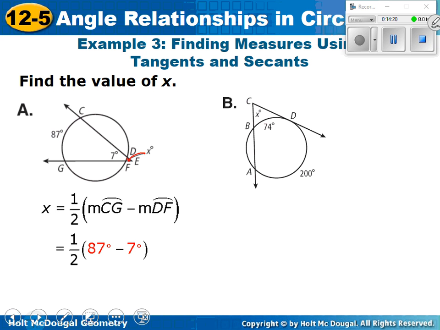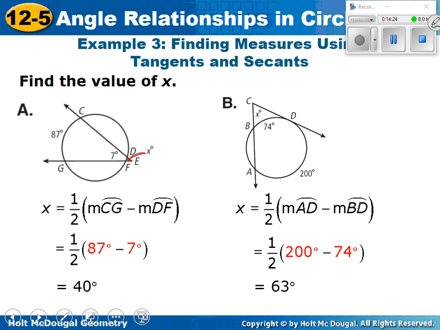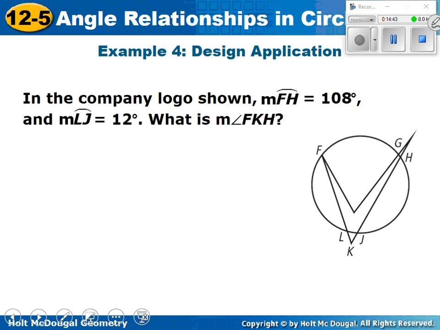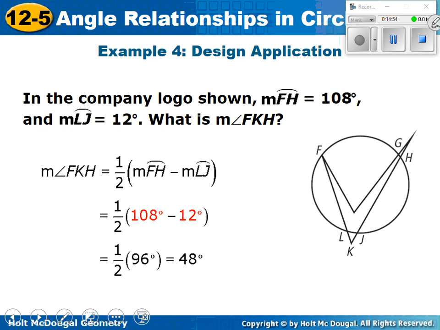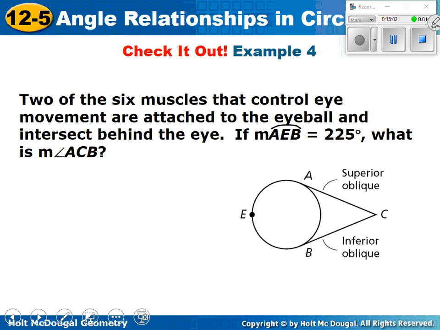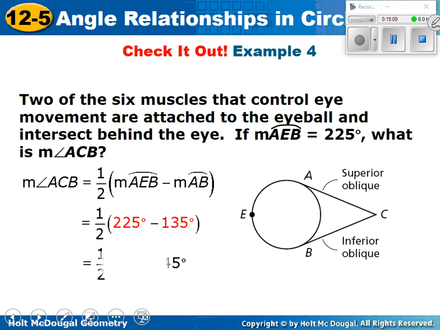A should have been 40 degrees and B should have been 63 degrees. Does anybody need me to work one of those or both? A or B or both? I hope you're being honest. Anybody? Okay, moving on. So then there's this question. What did you guys get for the answer for FKH? 48? Okay. The answer should have been 48 degrees. Does anybody need me to work this one? Okay, next one. What did you get for the measure of ACB? 45? That's correct. Does anybody need me to work this one?